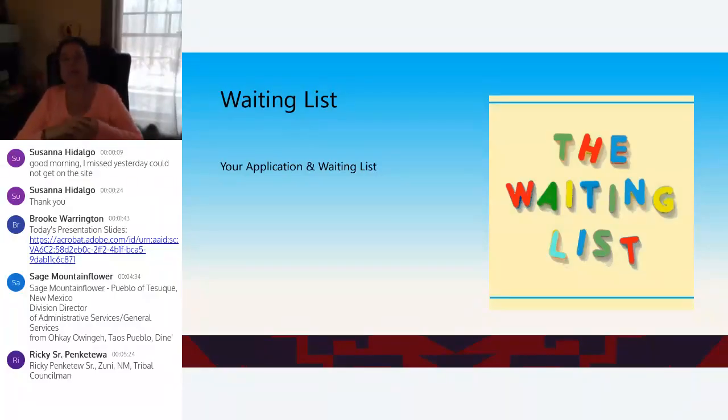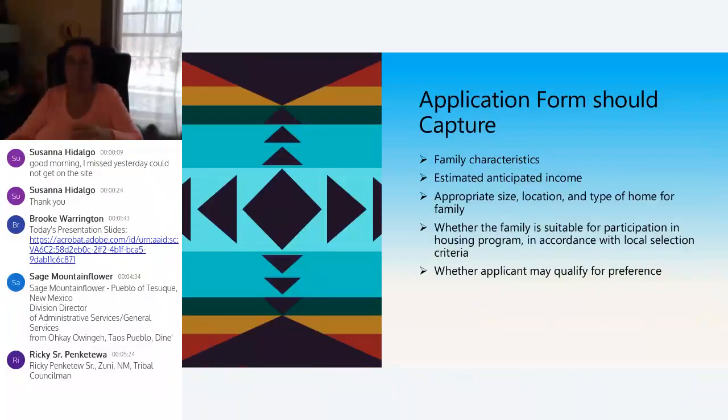So the other thing that they are very, very picky about is your waiting list. Okay, your application and your waiting list. Your application forms address family characteristics, their estimated annual income, the appropriate size, location, and type of home for the family. You don't put a family of 7 in a 2-bedroom house.